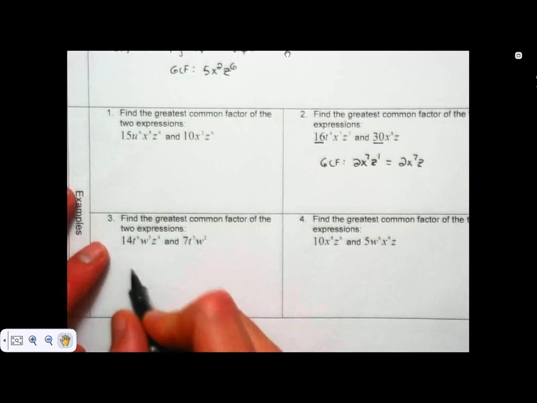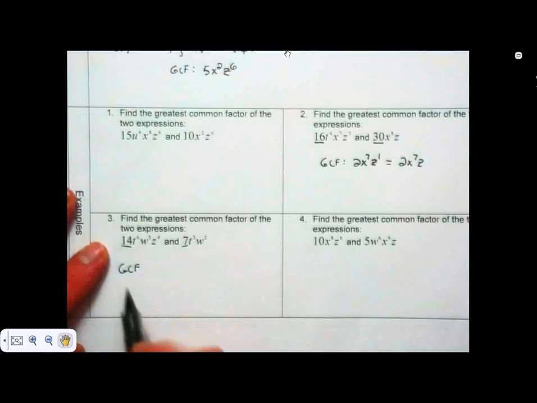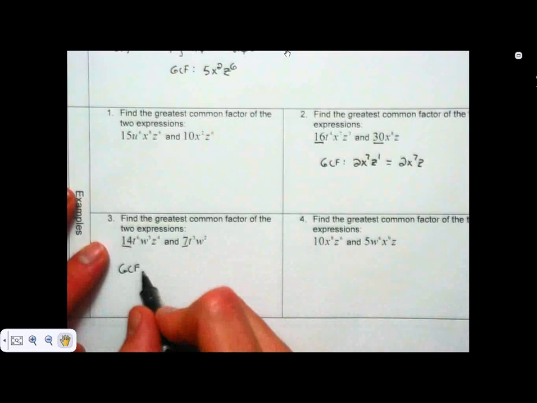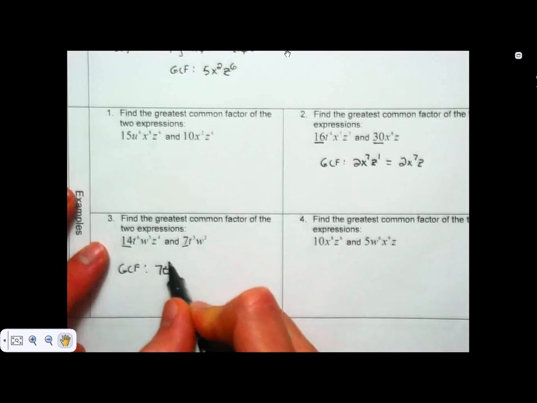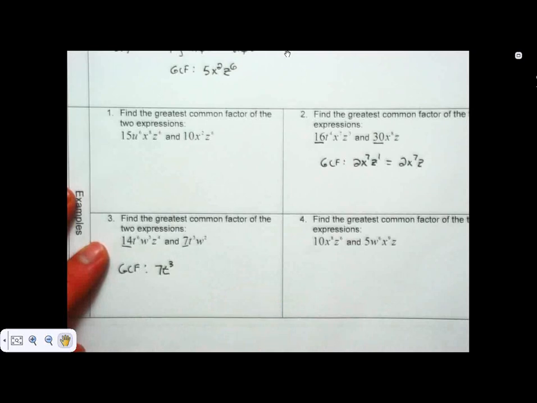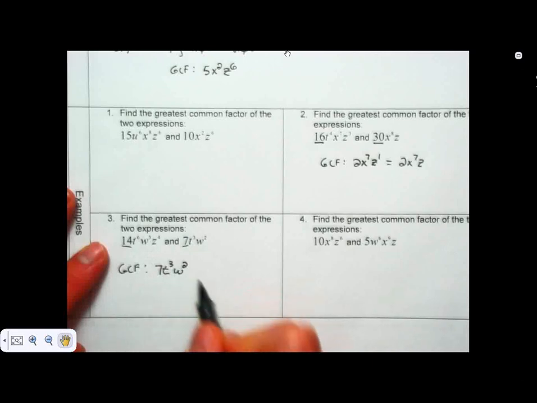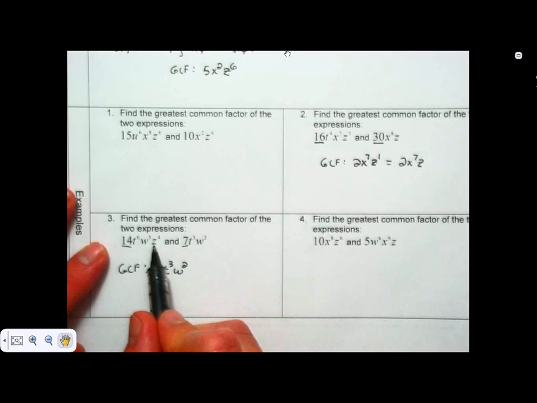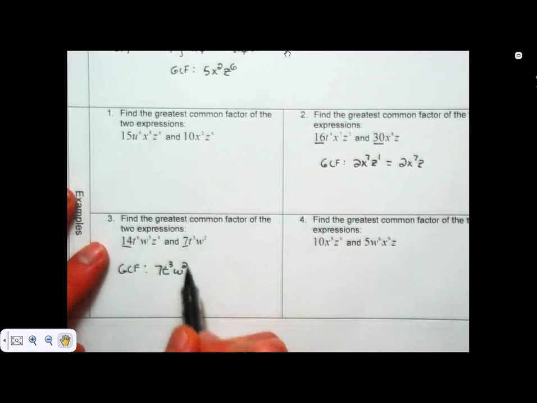So for number 3, the greatest common factor, well, first of all, if I look at the two numbers, the largest number that goes into both 7 and 14 is 7. Then if I look at the t's, this one has t to the 3rd, this one has t to the 6th, so I take the smaller of the two, which is t to the 3rd. If I look at the w's, we've got w to the 2nd and w to the 3rd. I take the smaller of the two, which is w to the 2nd. And then z's, this guy has z to the 4th, this one doesn't have any z's, so that means I can't include any z's in my answer.